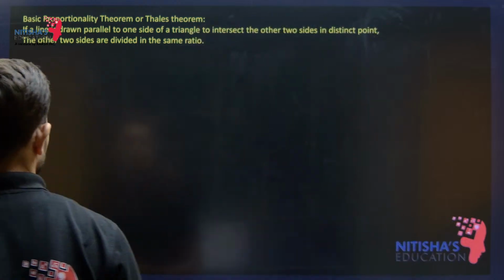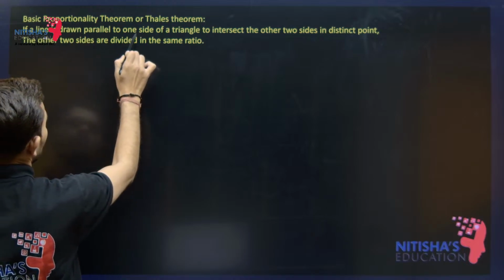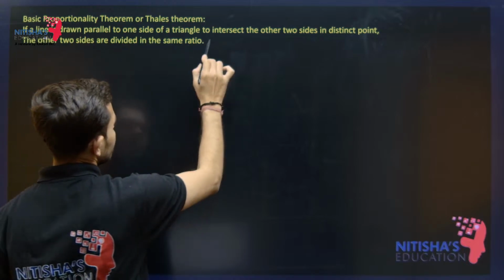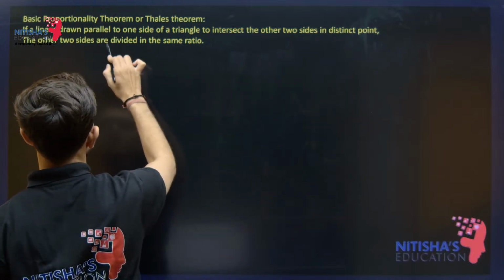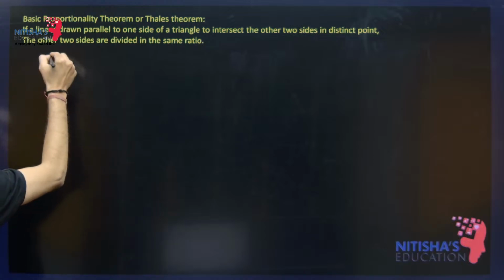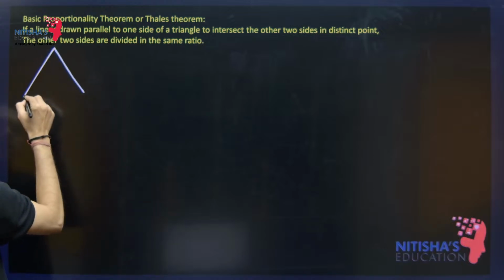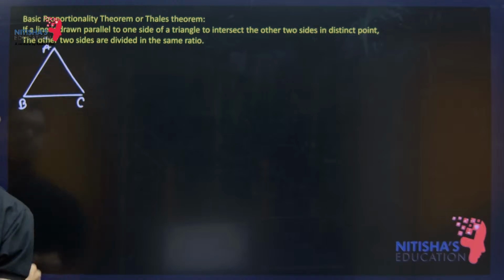So let's first understand the statement. If a line is drawn parallel to one side of a triangle to intersect the other two sides in distinct points, the other two sides are divided into the same ratio. Okay, let's plot this statement on triangle, which is triangle ABC.